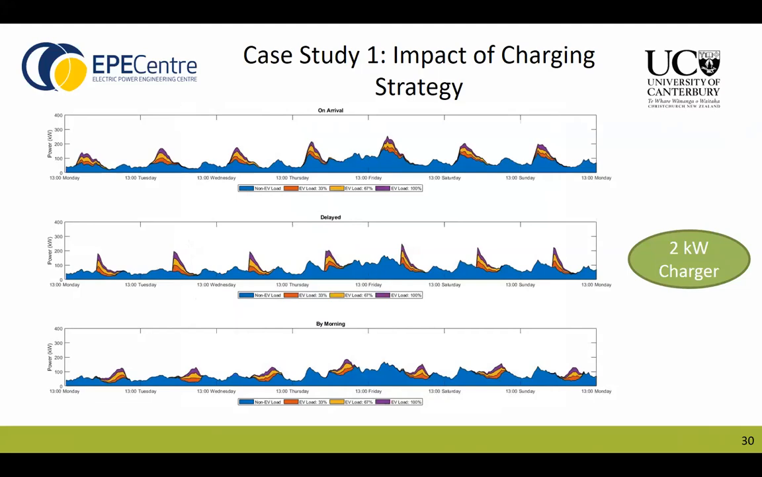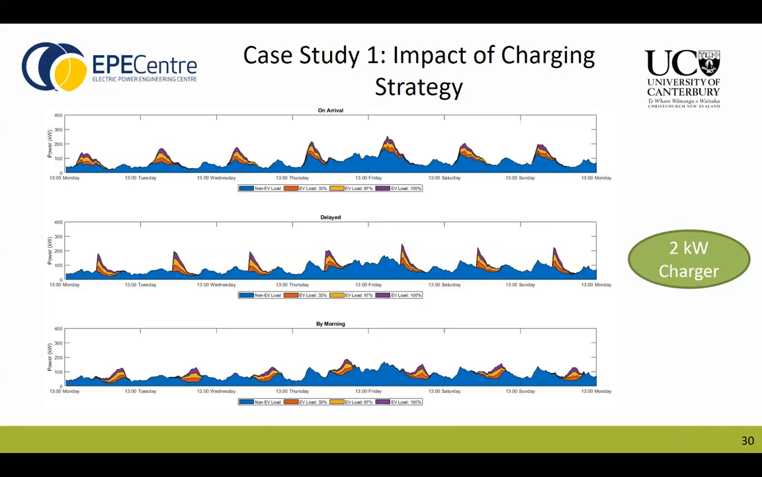The arrival strategy means that all EVs are simply plugged in and begin charging when they arrive home each night. Delayed means that all EVs are delayed to begin charging at 9 p.m. and by morning means that EVs begin charging at the time of night required to be full on departure the following day, if possible. These charging strategies were chosen because, as far as I'm aware, this capability is available within the majority of EVs which are currently on the market.